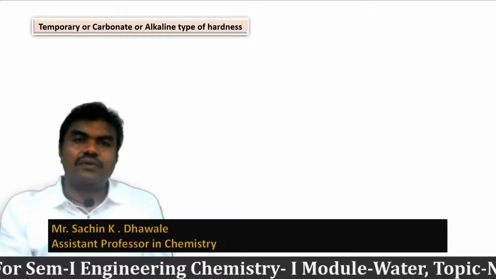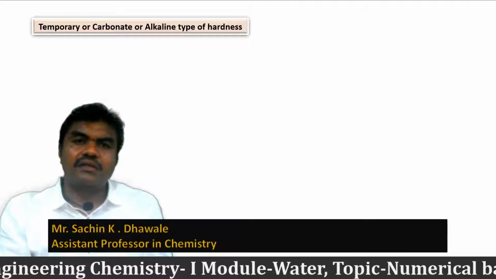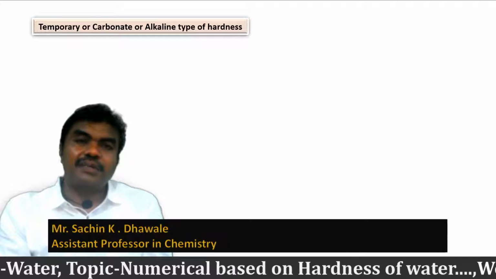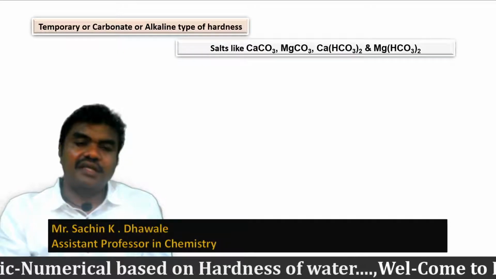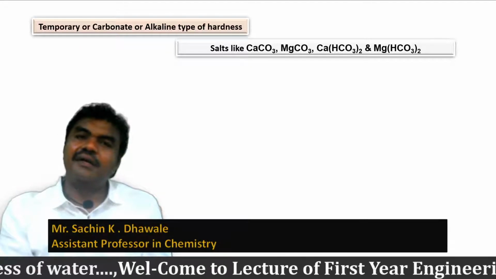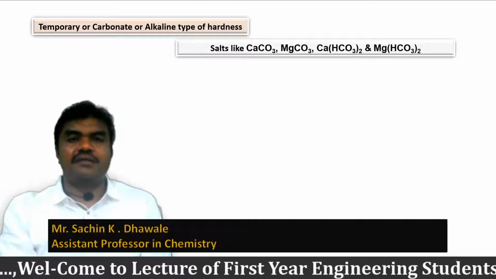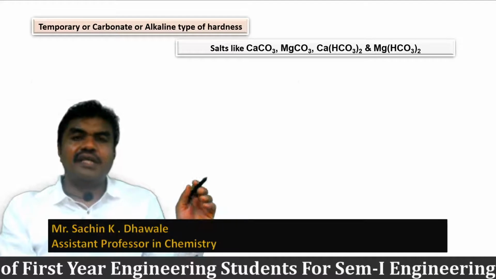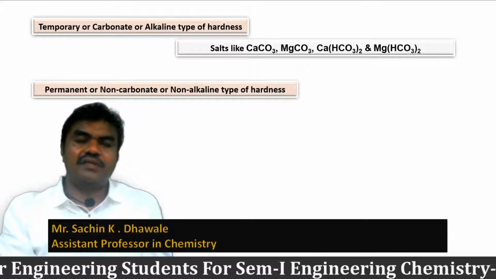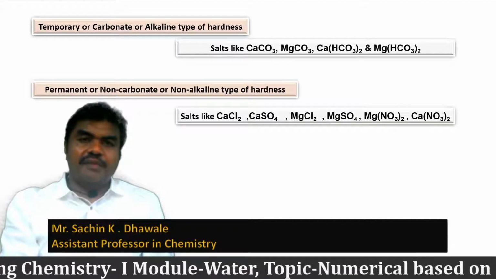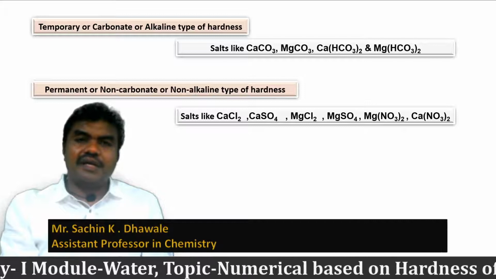First of all, it is important to know whether the given salt causes temporary or permanent hardness. Which type of salts are given? Temporary hardness causing salts are nothing but calcium carbonate, magnesium carbonate, calcium bicarbonate, and magnesium bicarbonate. Next, permanent hardness causing salts are calcium chloride, calcium sulfate, magnesium chloride, magnesium sulfate, magnesium nitrate, and calcium nitrate.